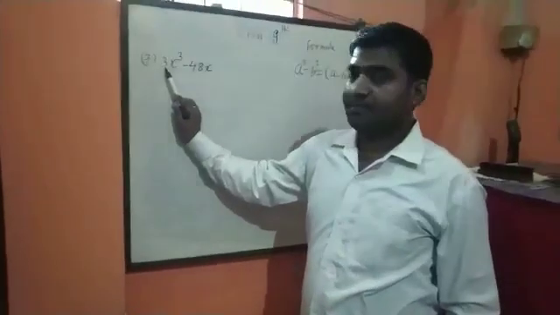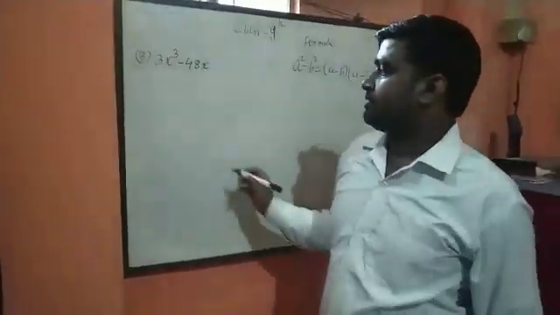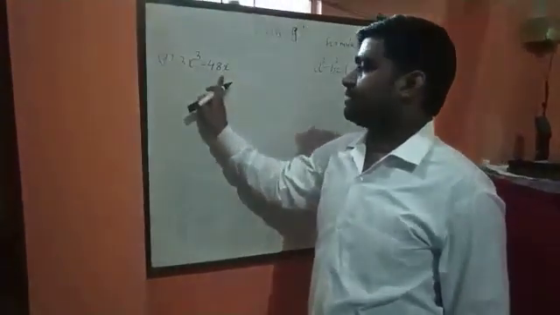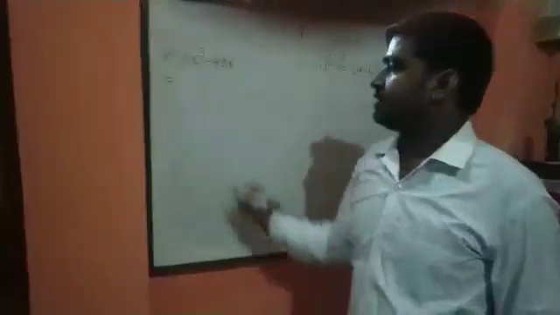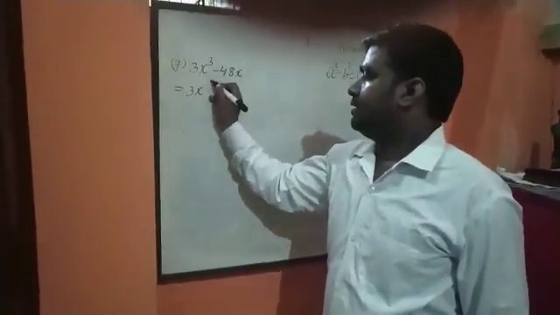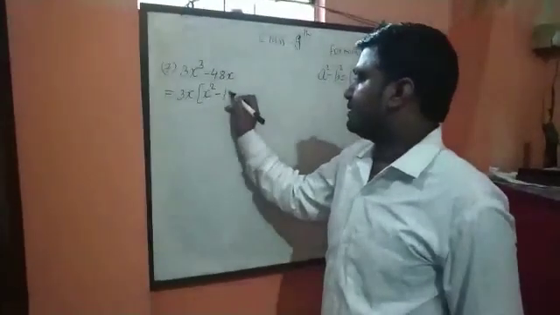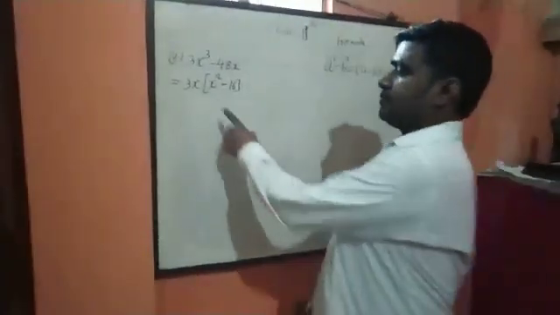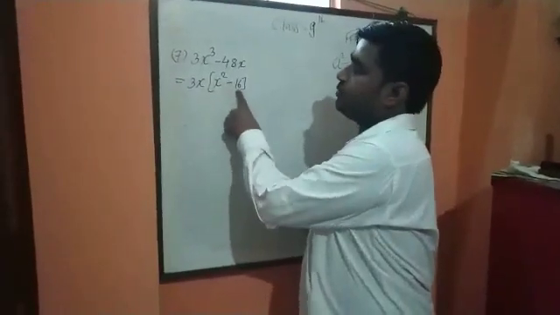Question number 7. Factorize 3x cube minus 48x. Here we see that 3 and x both are common in this expression. So firstly take the common 3x. In bracket we have, it gives x square minus 16.